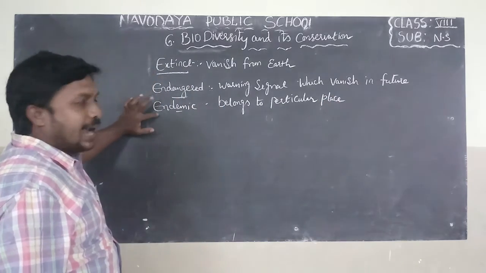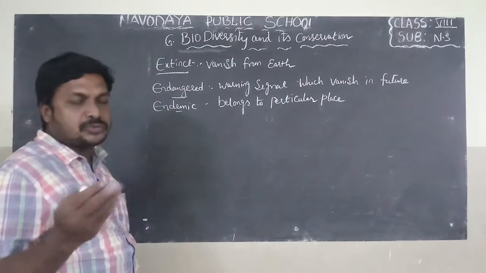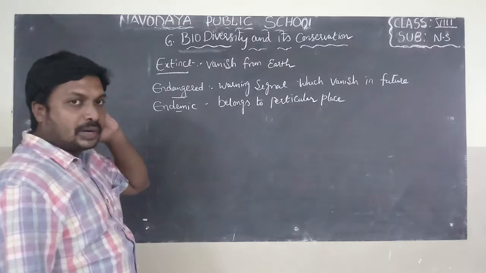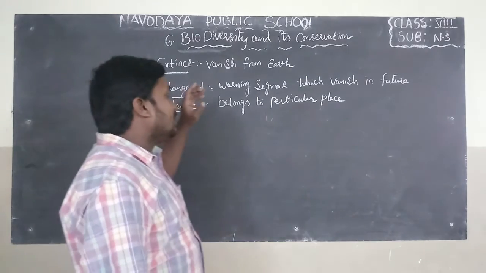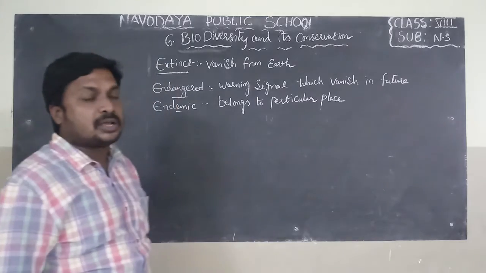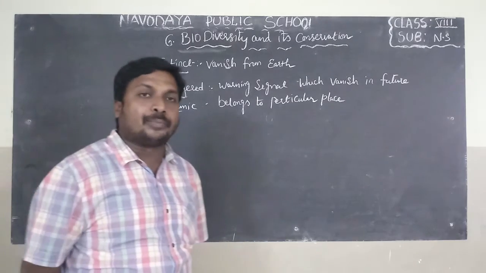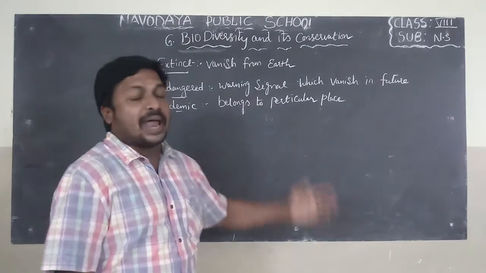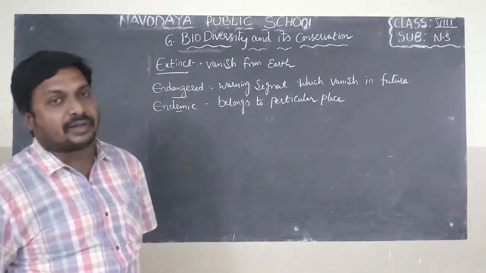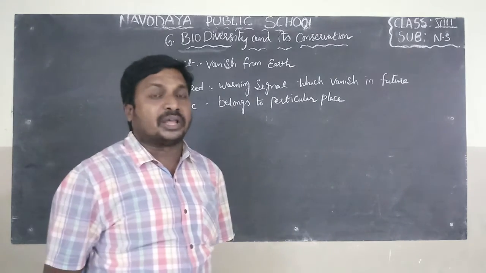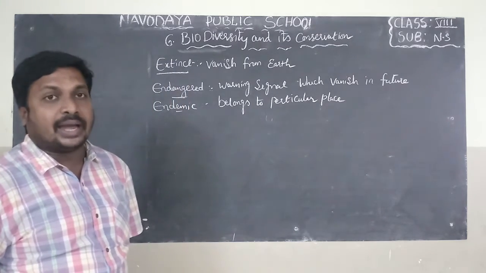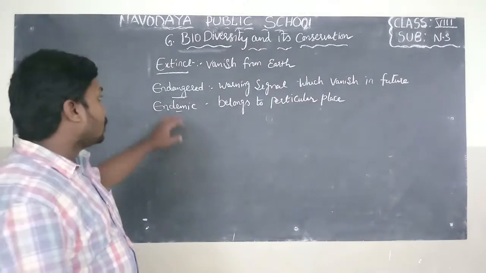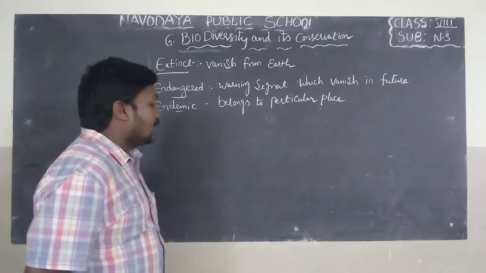Extinct, endangered, endemic. Extinct means which vanish from the earth; they will not form again. Example, dinosaur. Endangered is a warning signal to animals and plants which may vanish in future. Example, tiger, lion, etc. Endemic means the animals or plants which belong to a particular place in our country, like the kiwi bird, which we can find in New Zealand, and the kangaroo in Australia. So this is extinct, endangered, endemic.